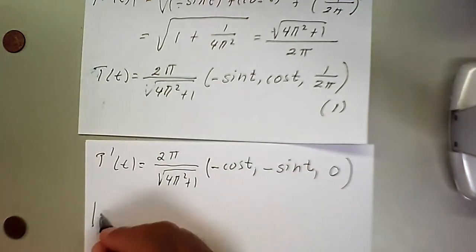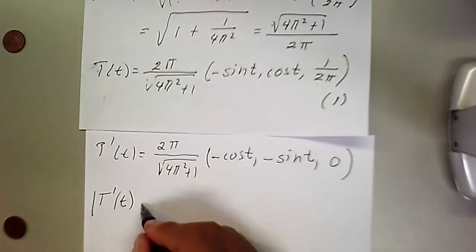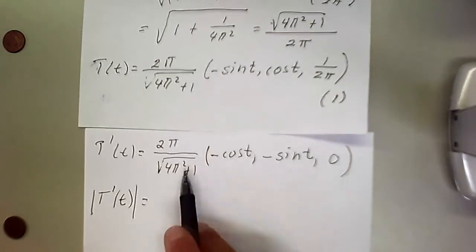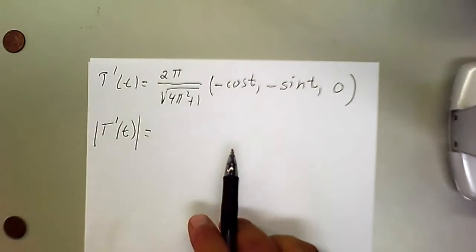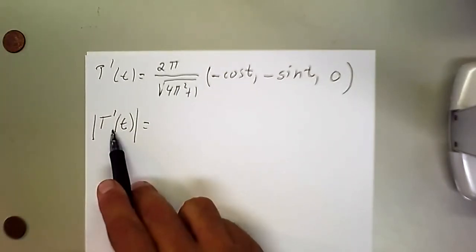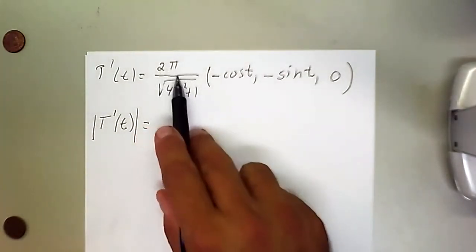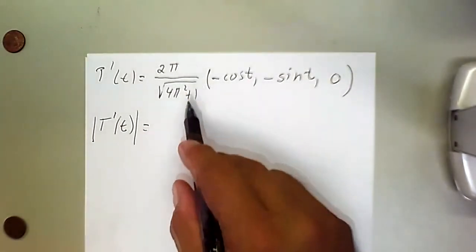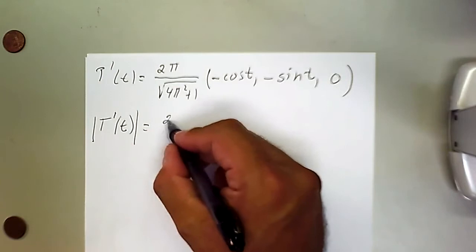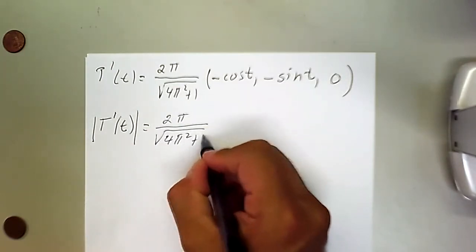Then we find the magnitude of this vector we just figured. Again, this is a scalar. We can take this sheet away. This is a scalar, sorry. That is a scalar, so the scalar could stay out. It is positive, so we don't have to take the absolute value of it. We can just leave it alone. 2 pi over square root of 4 pi squared plus 1.